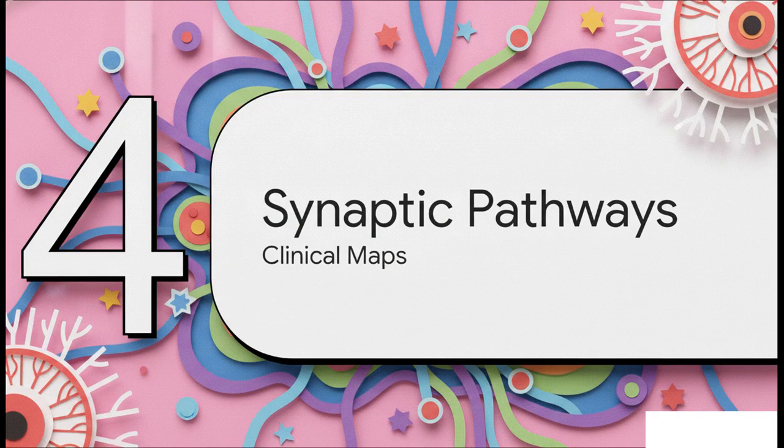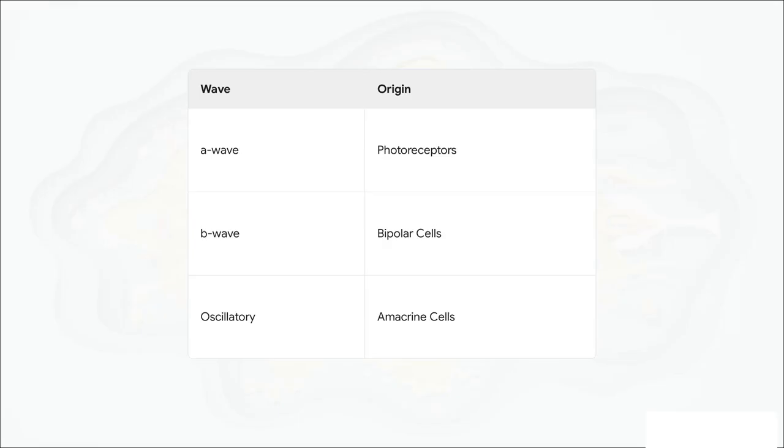How do doctors actually map these microscopic synaptic pathways in a living, breathing patient? Well, when clinicians want to objectively map these electrical responses, they use a full-field electroretinogram, or ERG, and they look for very distinct waves. The initial A wave reflects those photoreceptors hyperpolarizing. The subsequent B wave comes primarily from the depolarizing bipolar cells, and those subtle little oscillatory potentials you see, those are the amacrine cells hard at work. So an ERG is literally a real-time electrical map of the different processing stages we've been talking about.